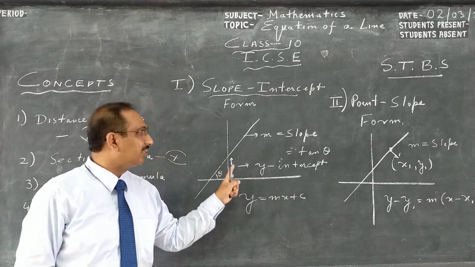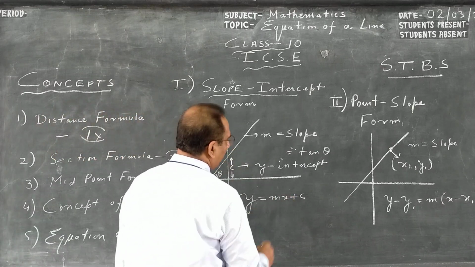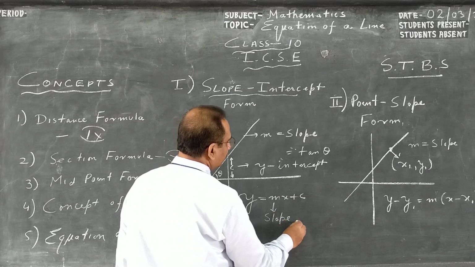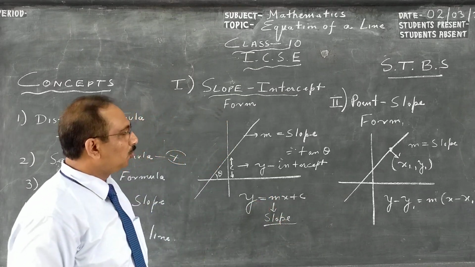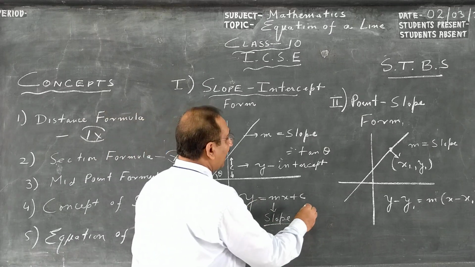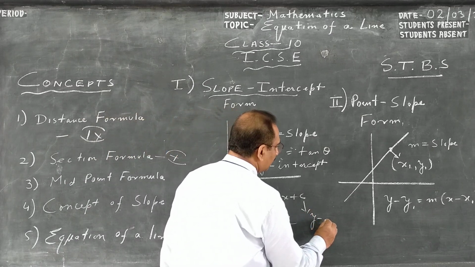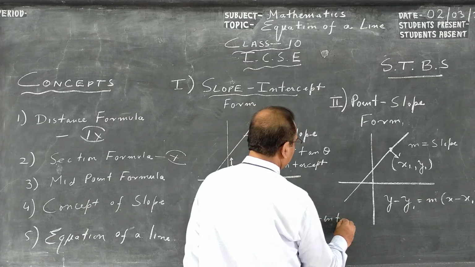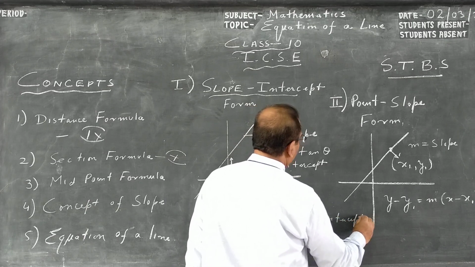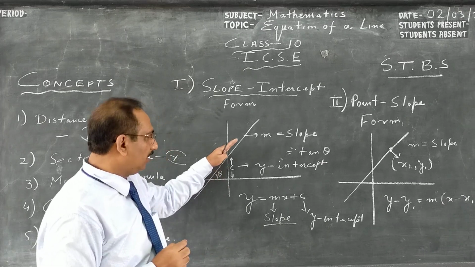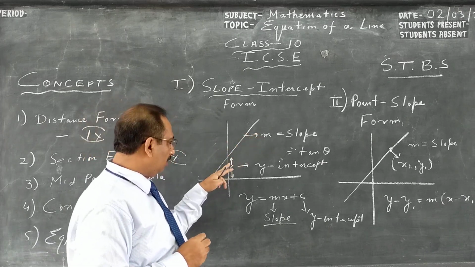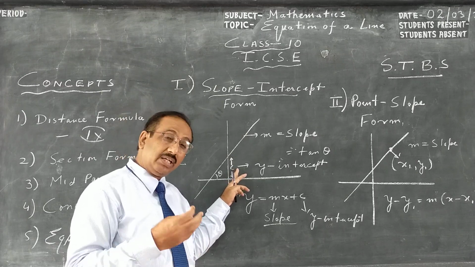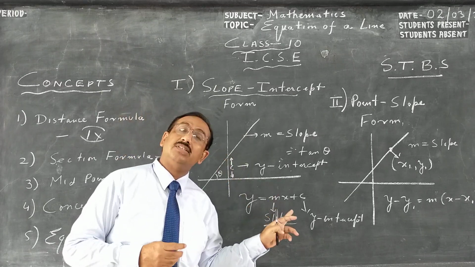And this c, children, in this formula, y is mx plus c. M stands for slope. The very first formula we have is what we call slope intercept. M is slope and c is called the y-intercept. This distance of the line which we are taking from the x-axis is called y-intercept. Many questions you will have on x-intercept also.